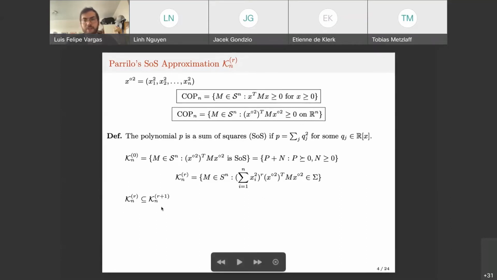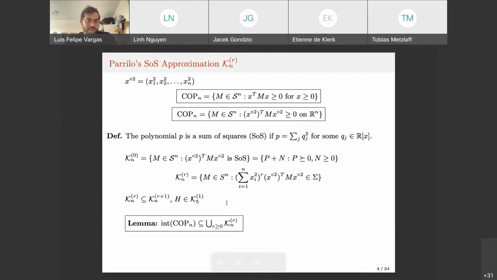K_n^r is contained in K_n^(r+1), and this can be easily seen because if M is in K_n^r, then this polynomial is a sum of squares. And when we multiply by the sum of the squares of the variables, a sum of squares times a sum of squares is also a sum of squares. So of course, it belongs to K_n^(r+1). And these cones help because, as we saw in the previous slide, the Horn matrix is not in the cone K_n^0, which coincides with SPN, but it's already in K_5^1. So this is a certificate that K_n^1 is bigger than K_n^0.